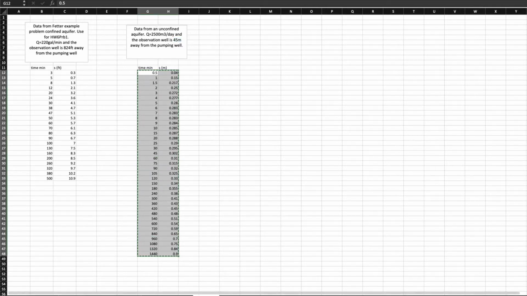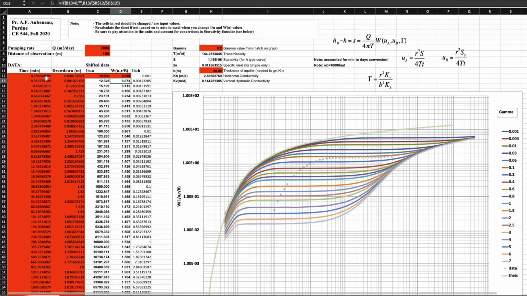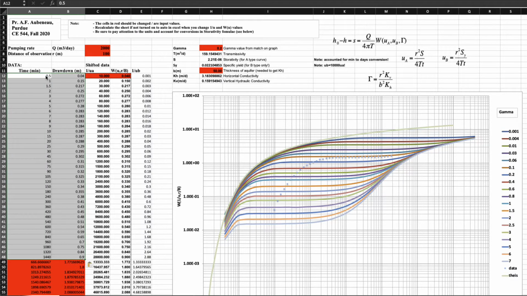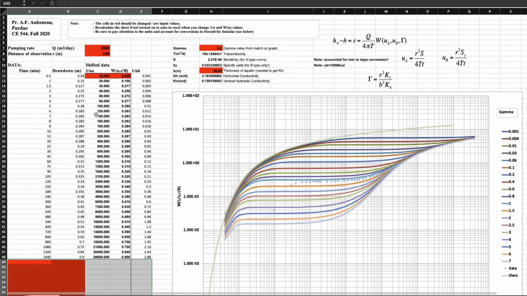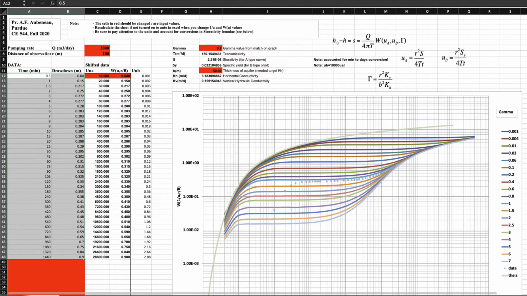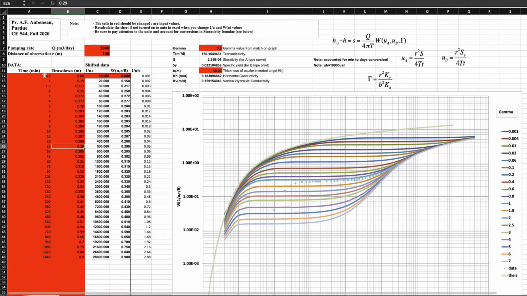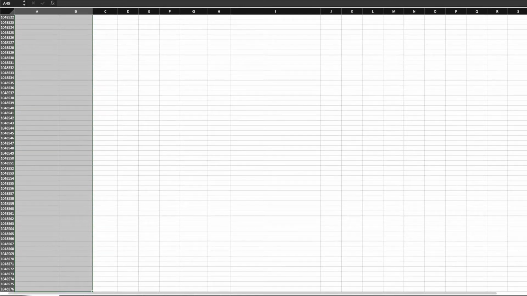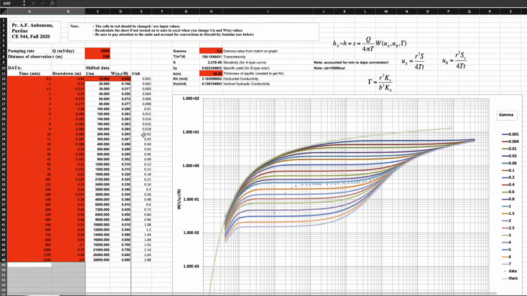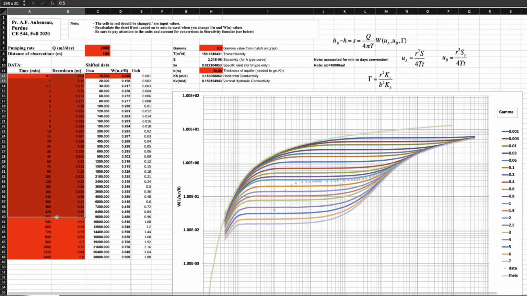So first thing first, let's grab the data, copy it, and remember that you have to put this in your spreadsheet. Okay, so now we pasted the data. This we don't need. Let's just do no fill. Okay, so this is the data for the problem statement.